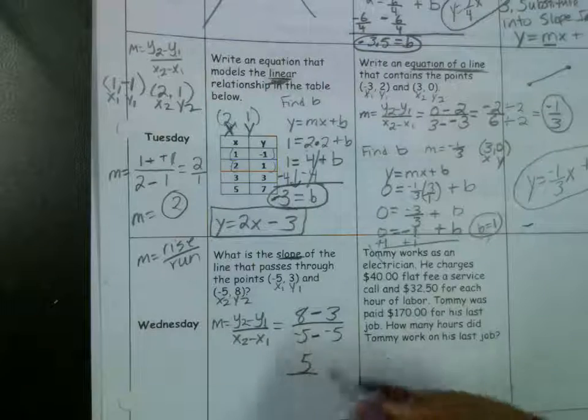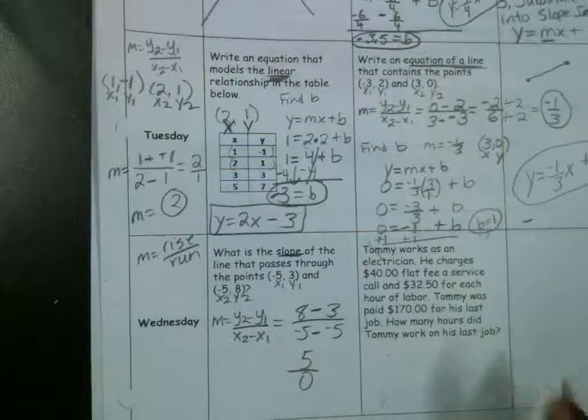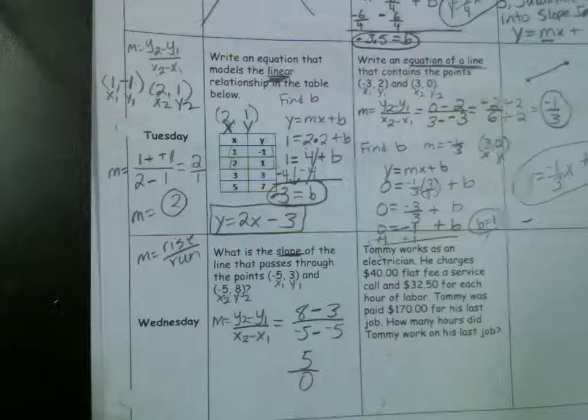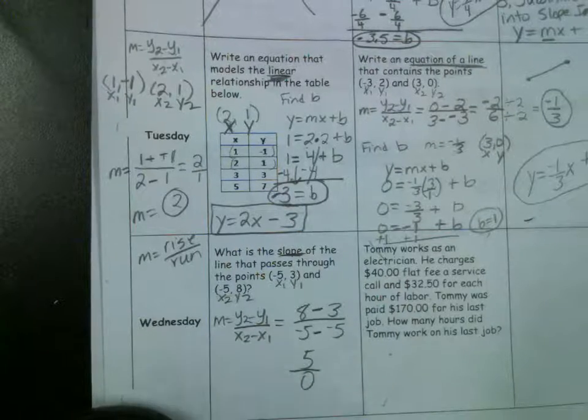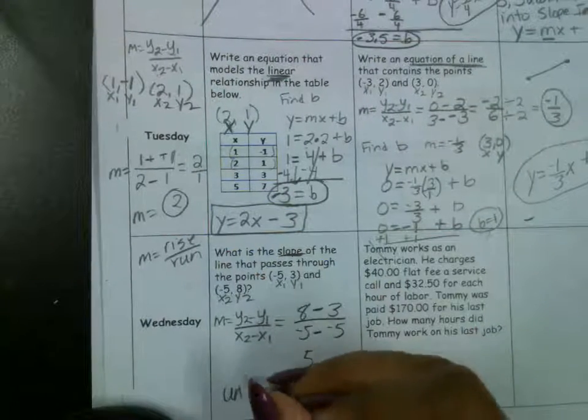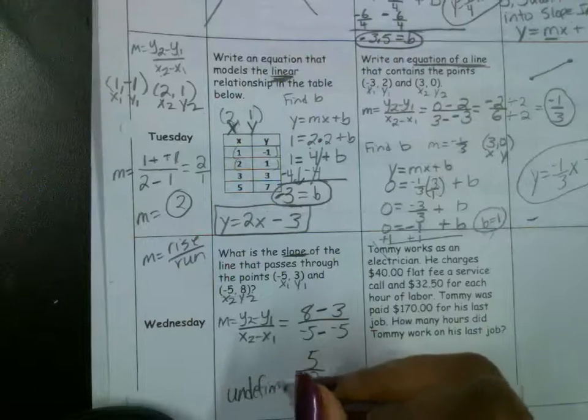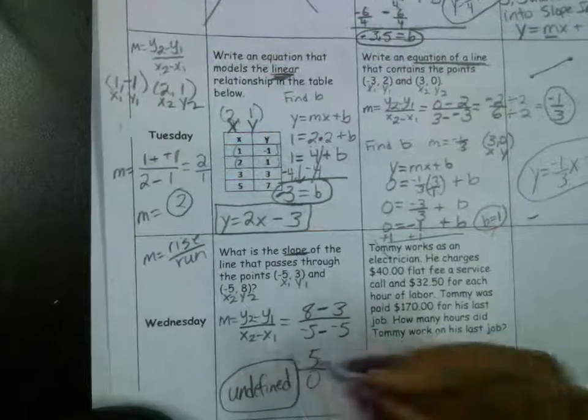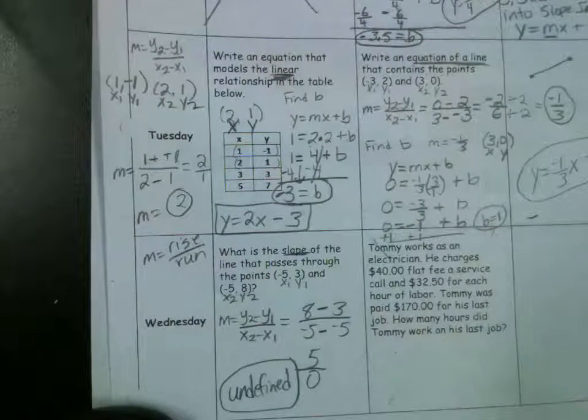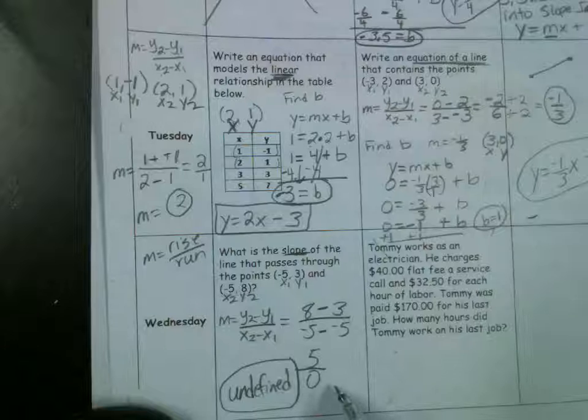We got 0 on the bottom. Anytime you have 0 on the bottom of a fraction, that's going to be what? Undefined. So your answer here is undefined. If 0 is on the top, then the whole answer is going to be 0. When 0 is on the bottom as a denominator, the answer is undefined.